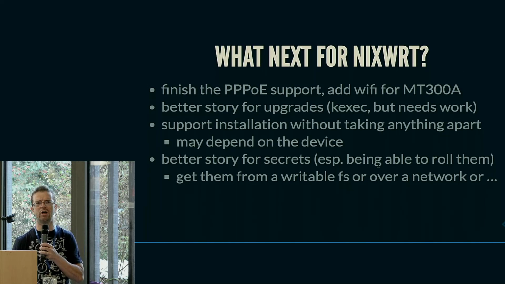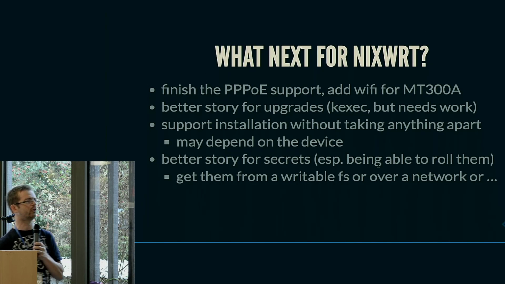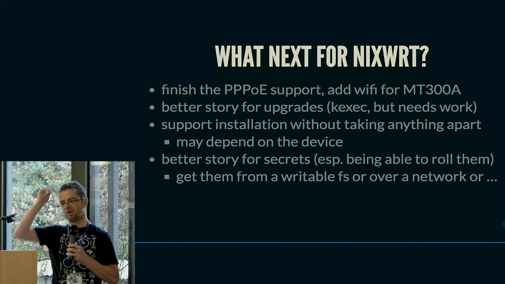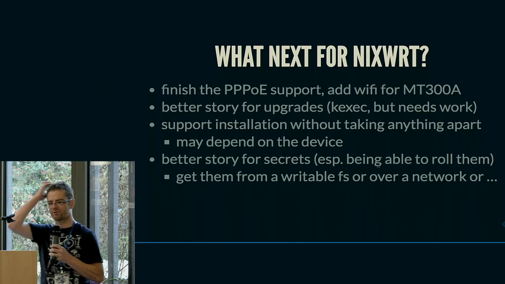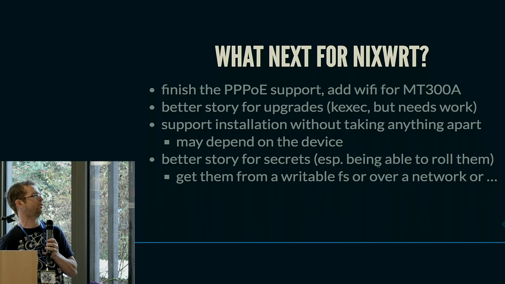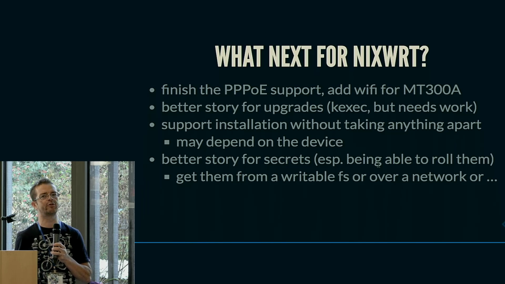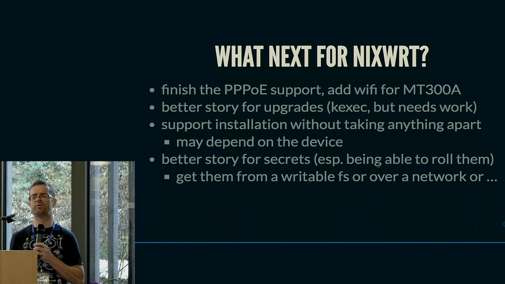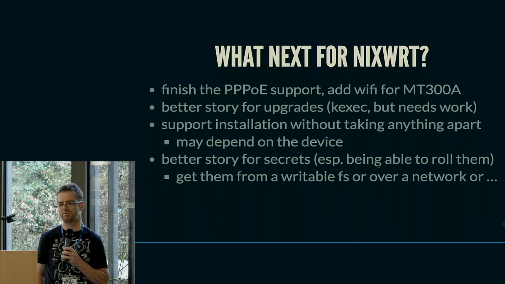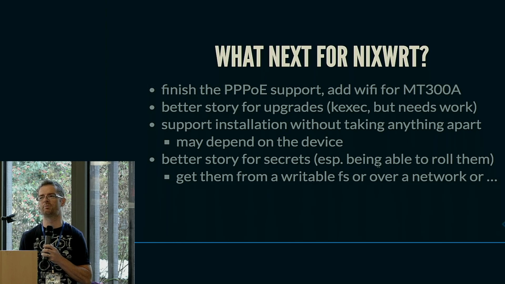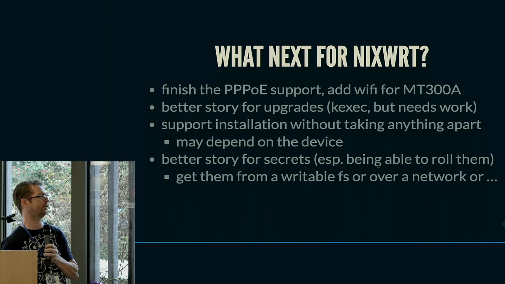So future plans. Obviously, the first thing to do is to finish the PPP over Ethernet support, because then I can actually run it on my primary router at home, which the family will love, I'm sure, when it starts crashing. Better story for upgrades. I've got a plan for upgrading without having to flash it every time. Better story for the first-time support, which doesn't involve attaching cables to the device. That's going to depend on the device, because your vendor firmware may allow you to upgrade freely or may have restrictions on the format, so that's going to be a bit of fun working it out.